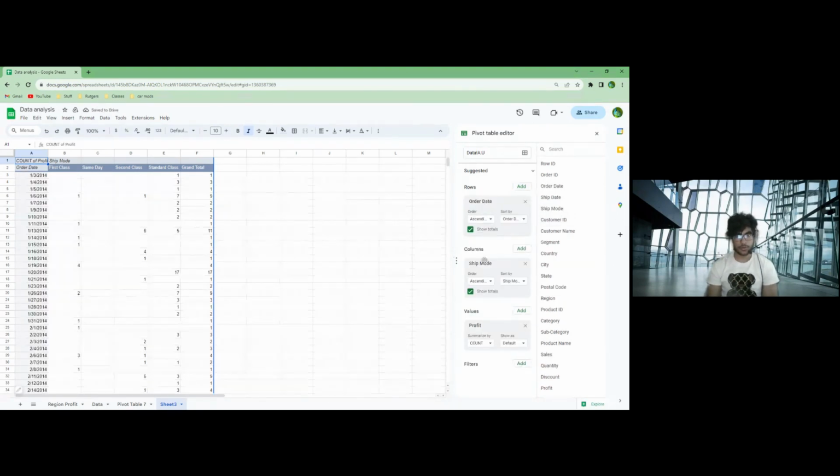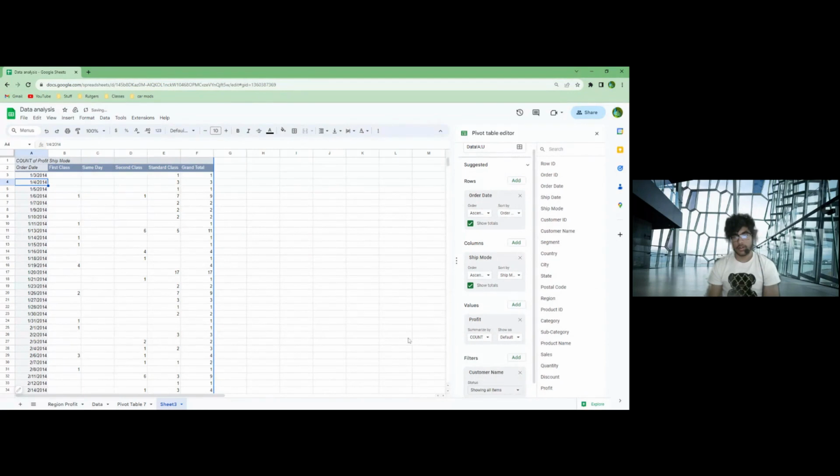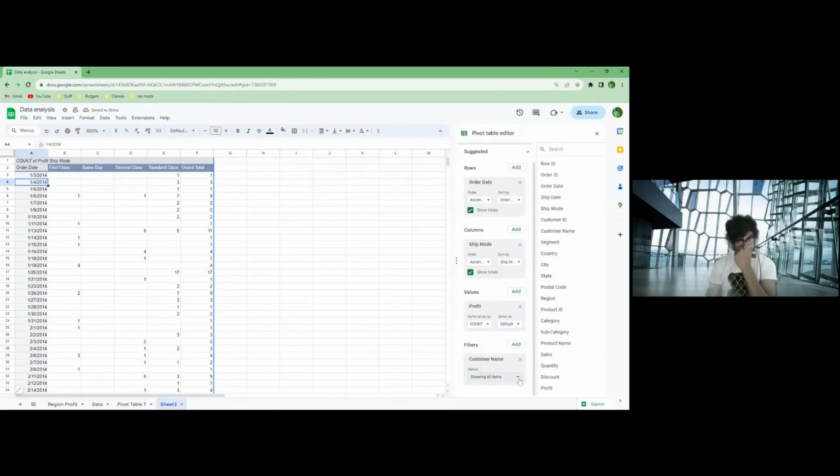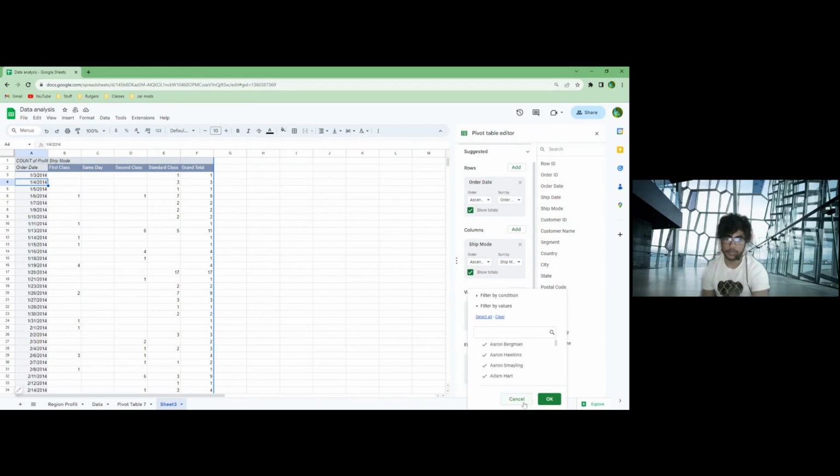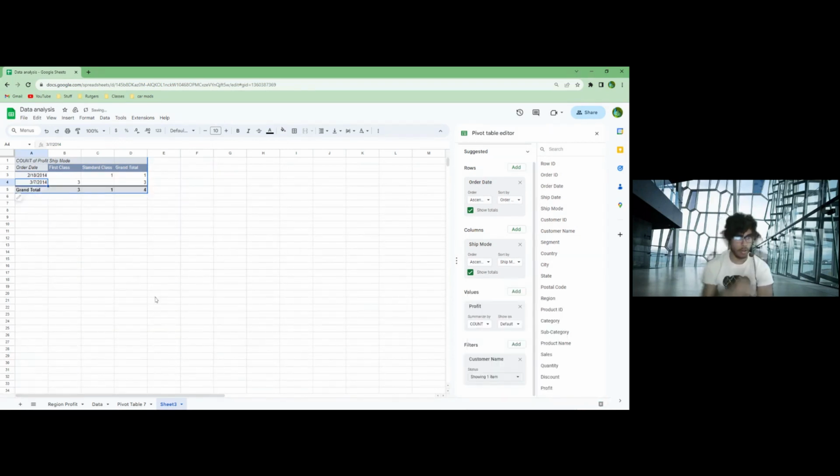And then we could also put order date in the rows to simply sort it by different order dates. Oh, and we could also add some filters to refine our data. So for example, if I put customer name in filters, we could remove all customers and simply select only Aaron Bergman. And now our final data only returns results based on order date and ship mode of only Aaron Bergman and no other customer.